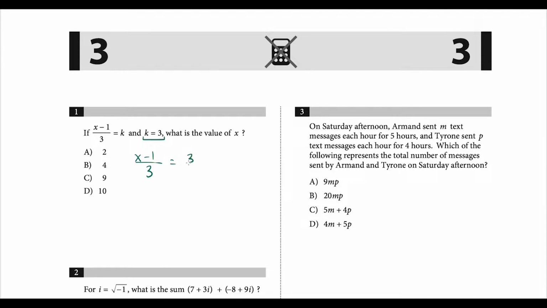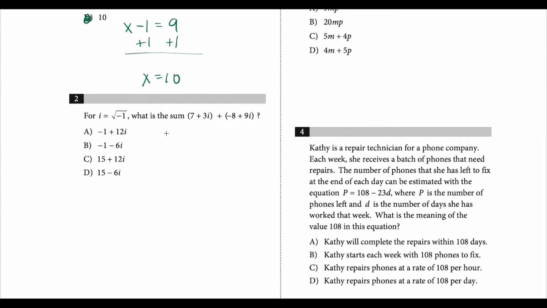So to solve for x, what you could do is just call the right side 3 over 1, cross multiply, and you'll have x minus 1 is equal to 9. And then after adding 1 to both sides, that's going to give you x equals 10. So choice D.